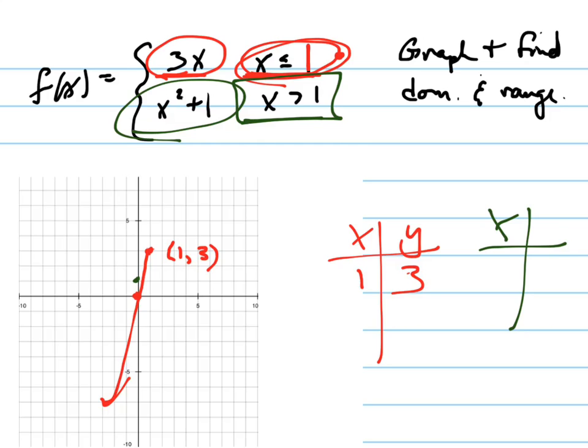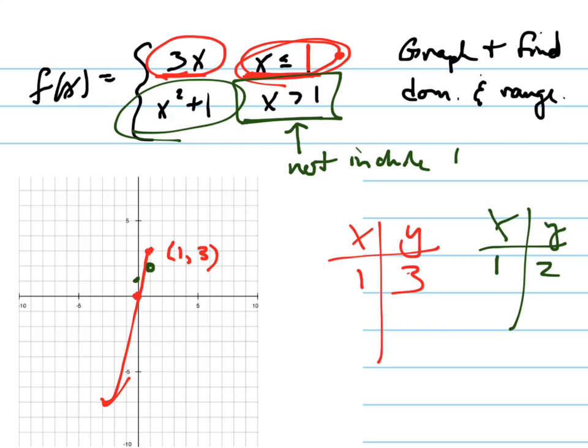You could do this again if you wanted to. When I plug in 1, I'm going to get 2. It's going to go over 1, up 1. But that doesn't have an equals sign, so it does not include 1. So I have to put an open circle where that would have been.